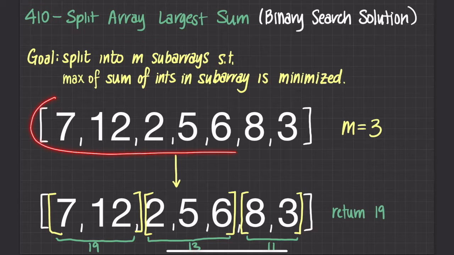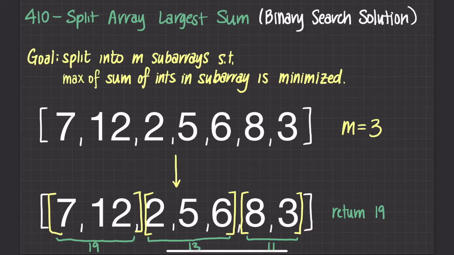Today we're going over the binary search solution for number 410, Split Array Largest Sum. It gives you an array of integers and also m, indicating the number of subarrays it would like you to split this integer array into. Your goal is to split nums into m subarrays such that the maximum of each of the sums of the subarrays is minimized.